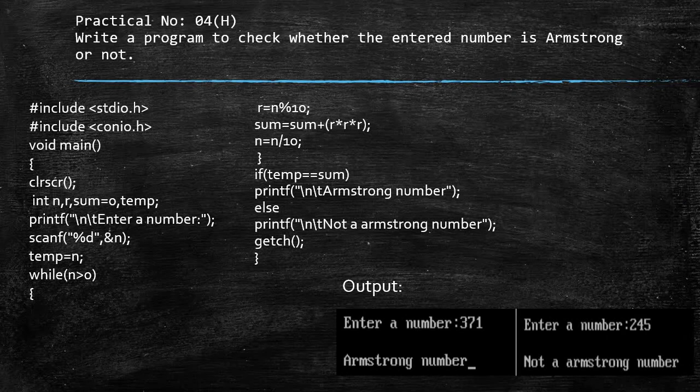Now I will move to the next program, that is, to find out whether the entered number is an Armstrong number or not. An Armstrong number is a number that is equal to the sum of the cubes of its digits. For example, 0, 1, 153, 370, 371, 407 are Armstrong numbers. Now let's see how we get this. Students, you can see that I have entered the number 371 and I am getting the output: it's an Armstrong number. First of all, we will see how we get this Armstrong number.